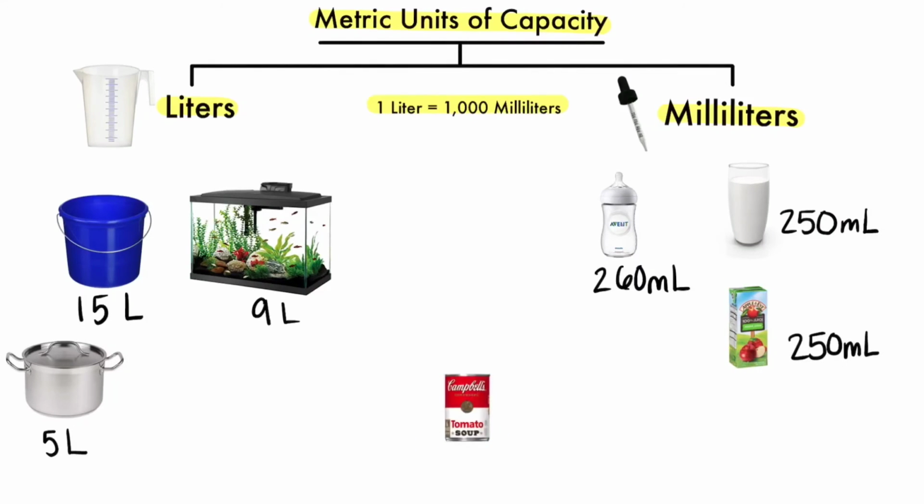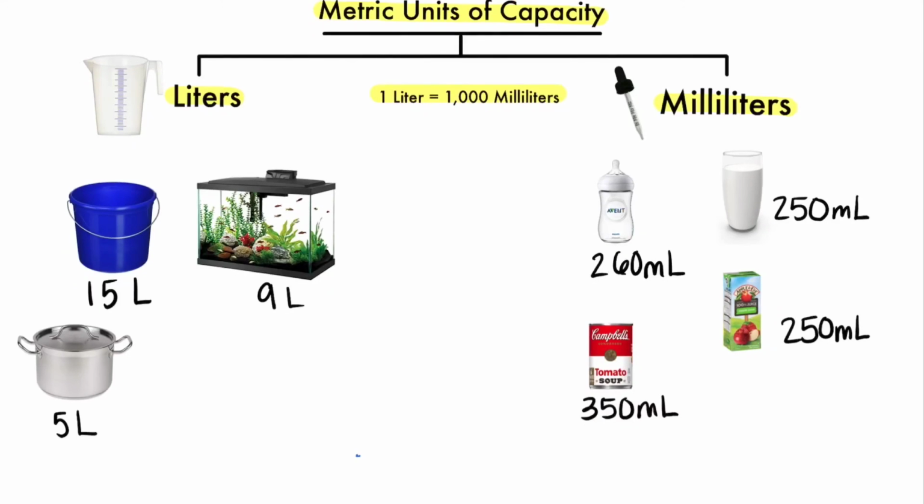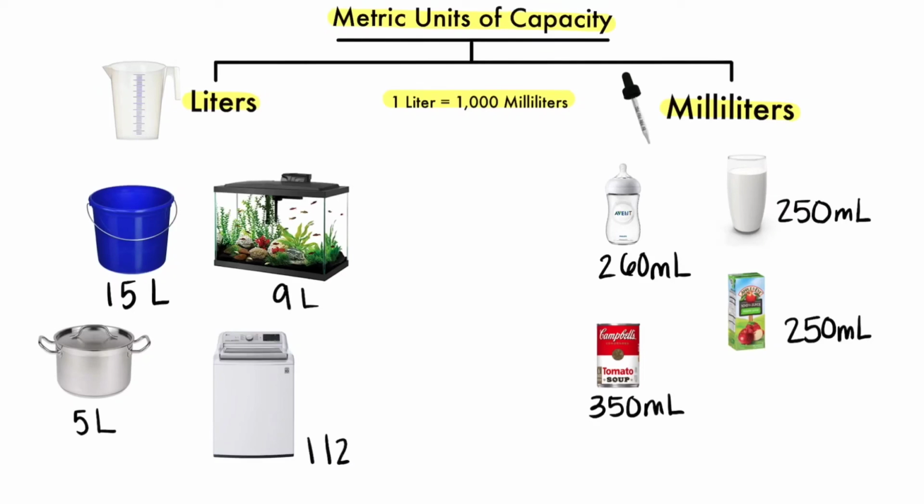What about a can of soup? Could you use liters to fill it up or milliliters? Liters would overflow, so it's going to have to be milliliters. A can of soup can hold 350 milliliters. Now, how much capacity would a washing machine hold? Liters or milliliters? I would say liters. A washing machine has a capacity of 112 liters.